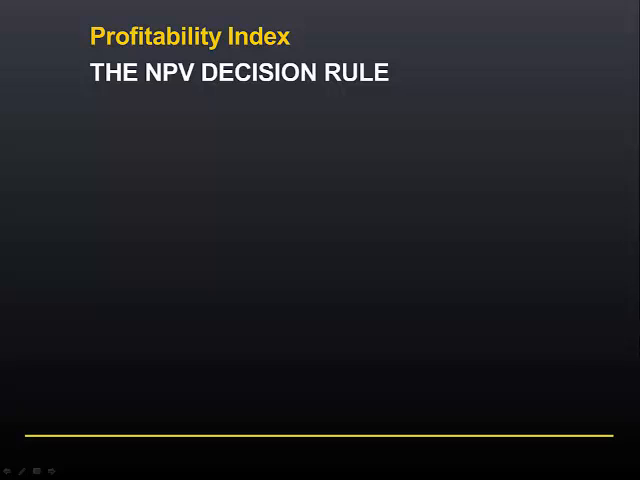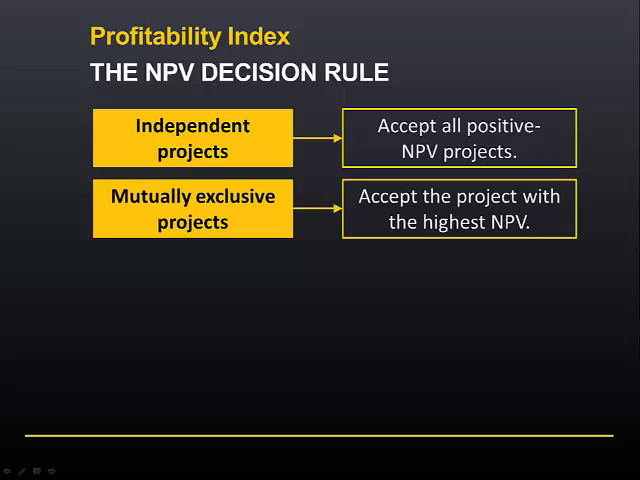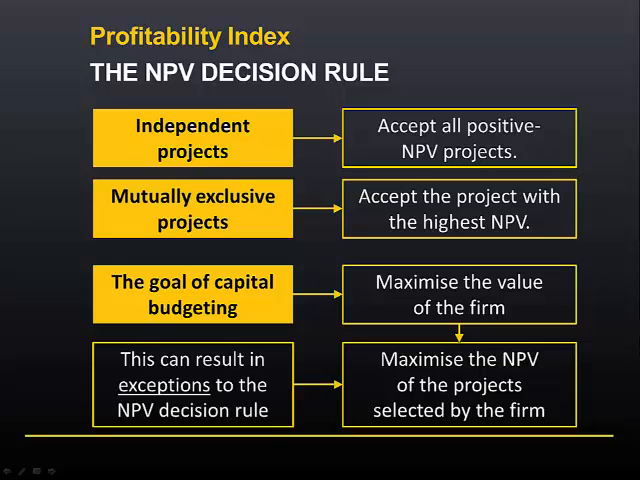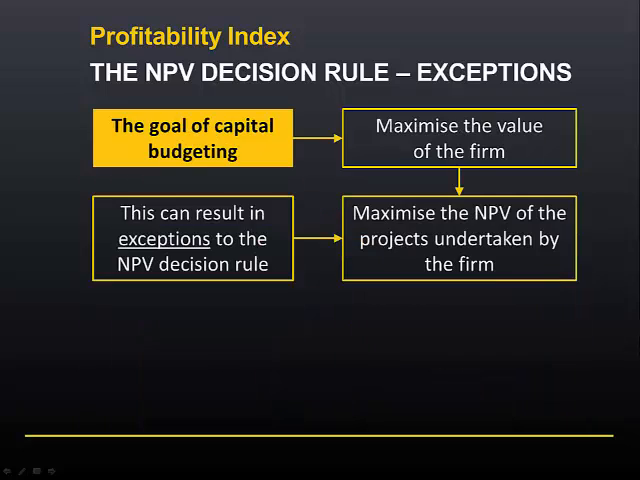We begin this module at the same place that we began the previous module. We should be familiar now with the rule as applied to independent projects and mutually exclusive projects, and also with the goal of capital budgeting, maximizing the value of the firm by maximizing the NPV of projects that are selected. However, as we saw in the previous module, it's possible for there to be exceptions to the NPV decision rule.